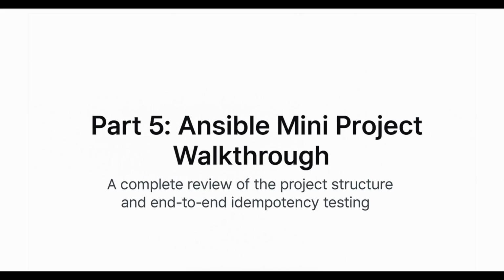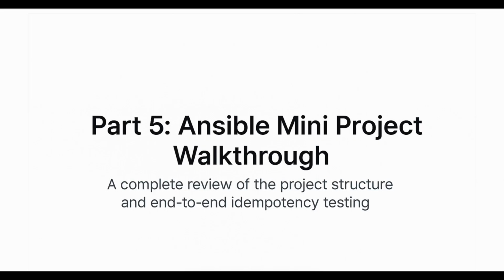This is part 5 of our Ansible mini project series. In this final part, we will do a complete walkthrough of our project. We will revisit our inventory, configuration files, and all three roles: common, app and NGINX. Then we will run the entire playbook once again to see how everything ties together and to verify Ansible's idempotency in action.